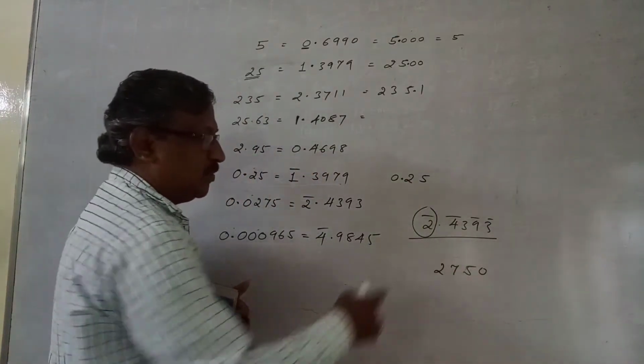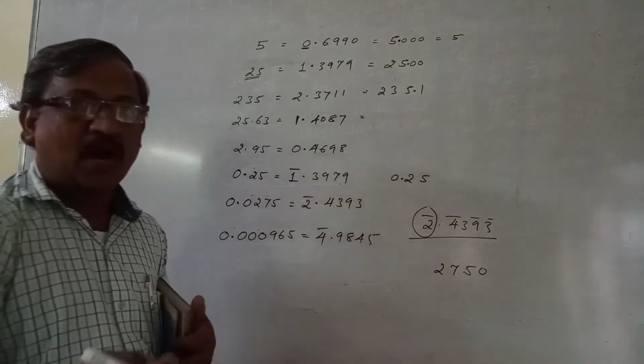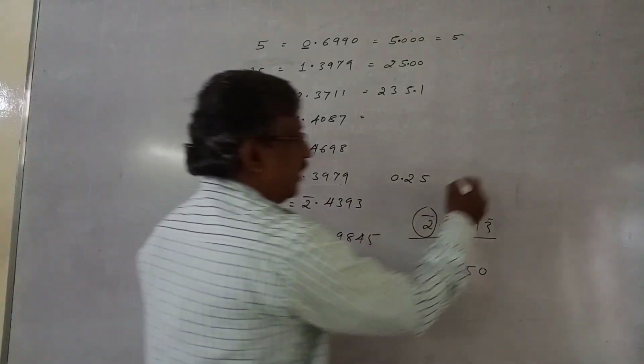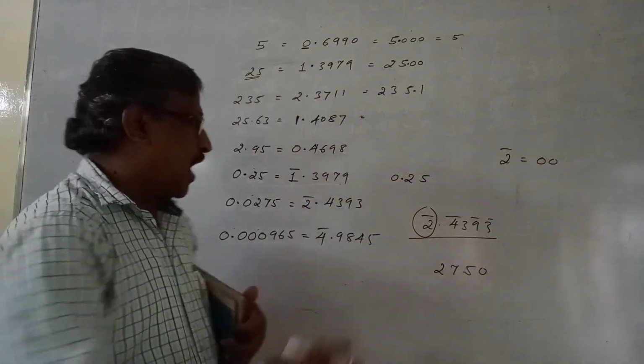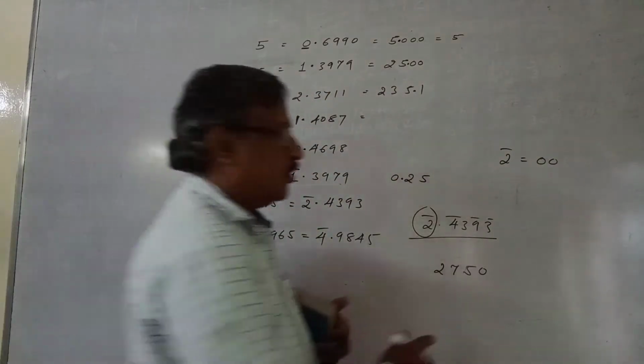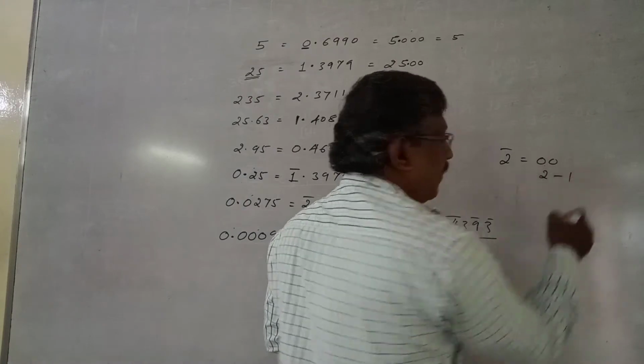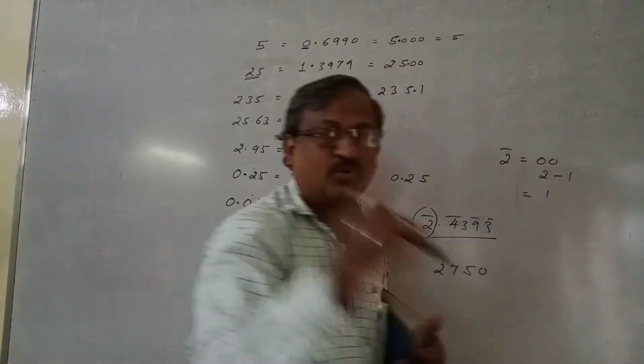For placing the decimal point, you see the characteristic is bar 2. Bar 2 indicates what? Bar 2 means 2 zeros, right? So as it is negative, we have to minus 1. So from 2 zeros, you minus 1 zero. So what remains? It is only 1 zero.